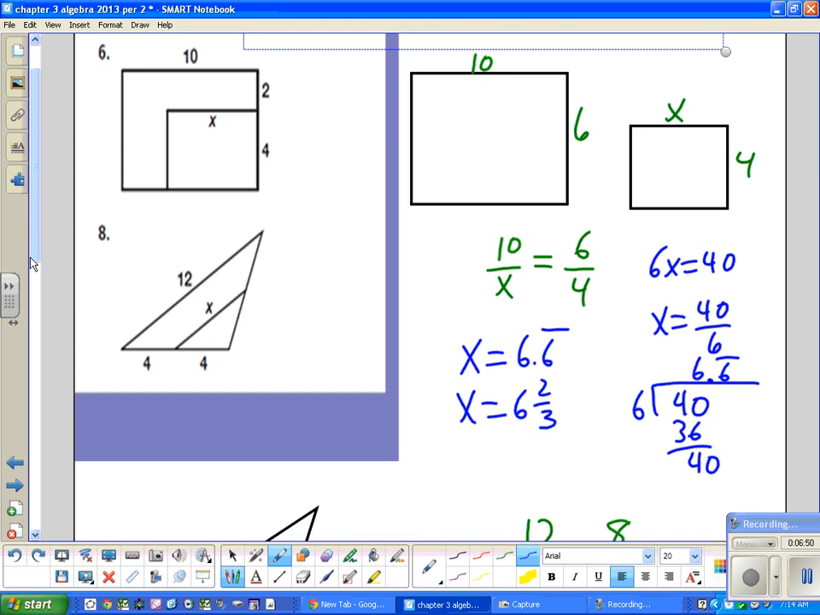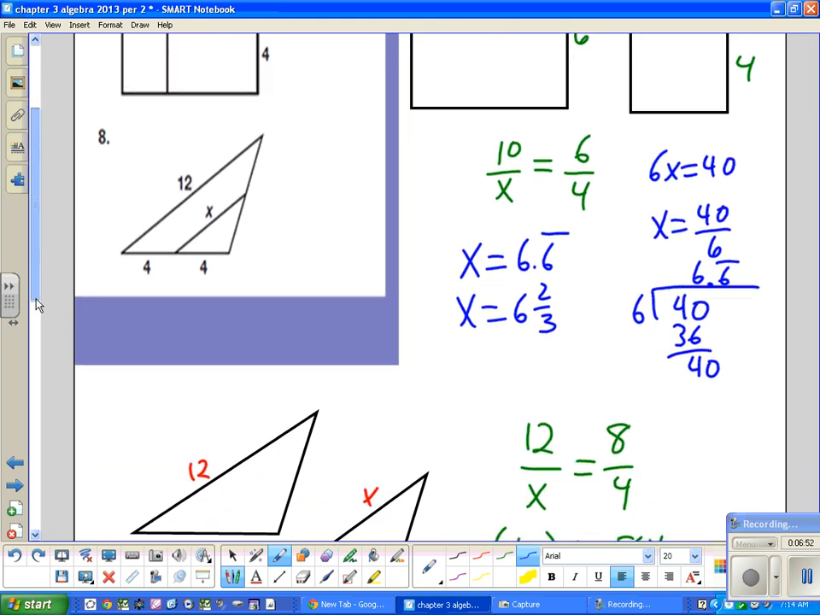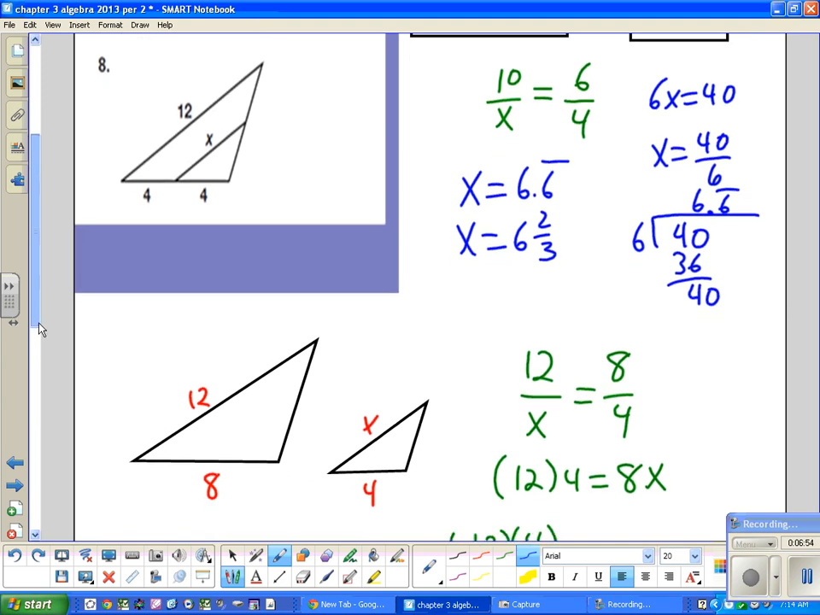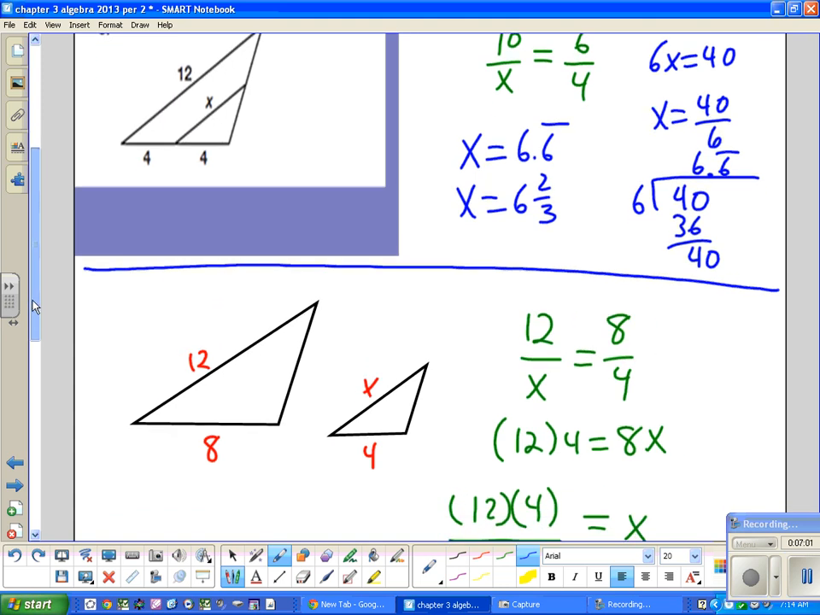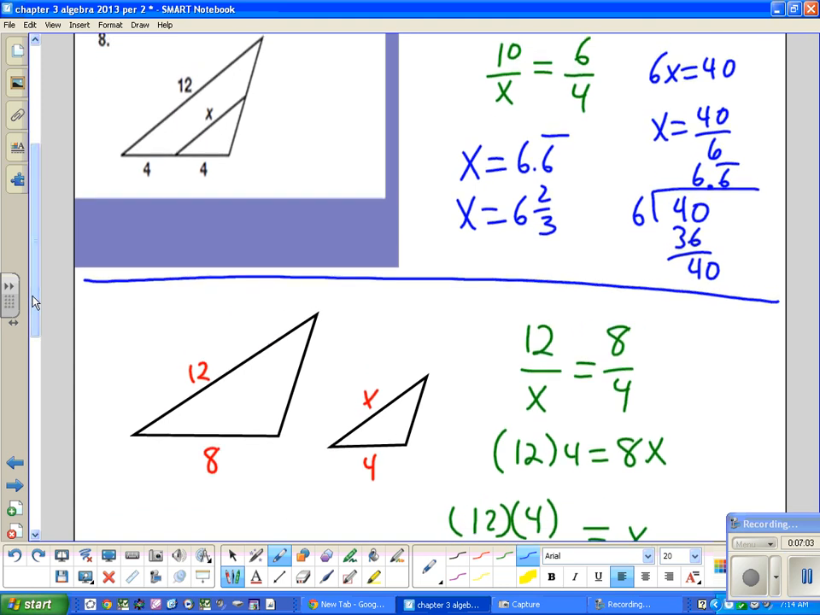I'm going to move on to the next one, number 8. And again, I have two triangles drawn there. So that separates the two questions. So I draw my two triangles separately. You got to think of this as two triangles. 12 is to 8. 4 plus 4 is 8. As X is to 4, then you have a quick setup. Again, I'm going the same direction. My fractions are 12 is to X as 8 is to 4.